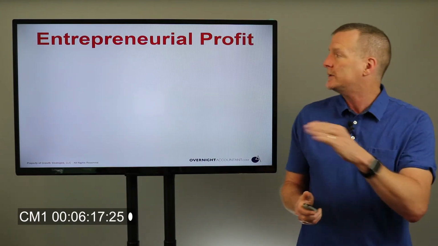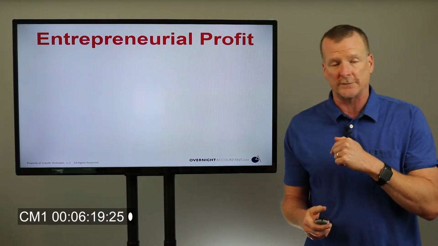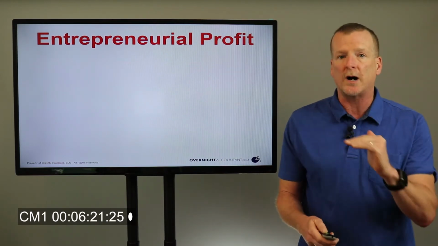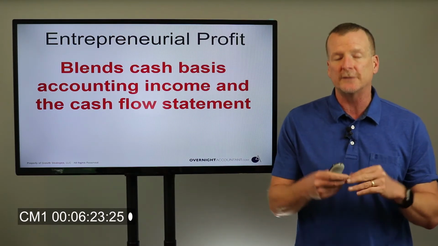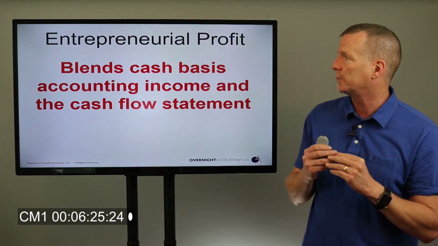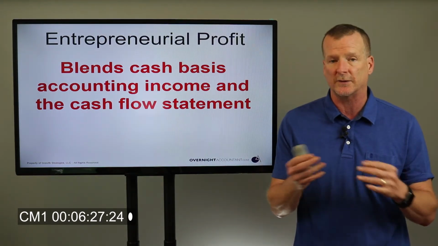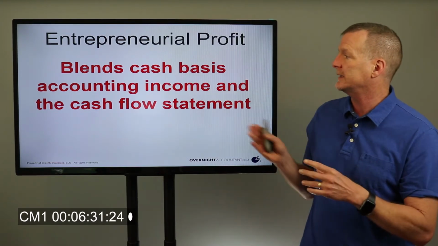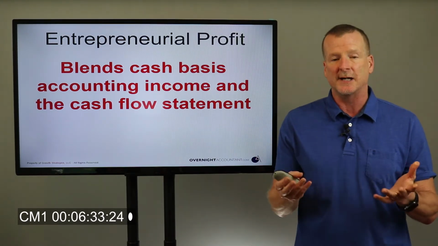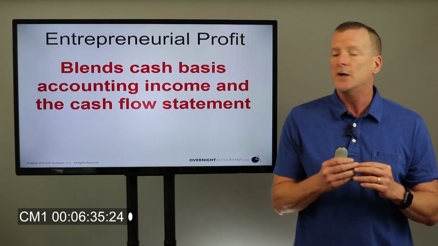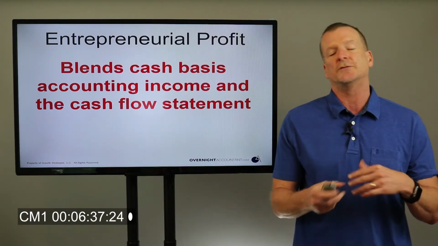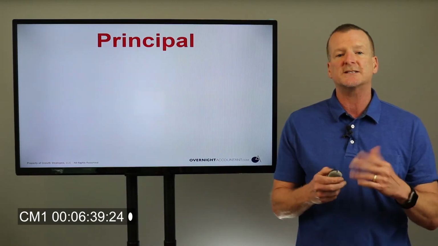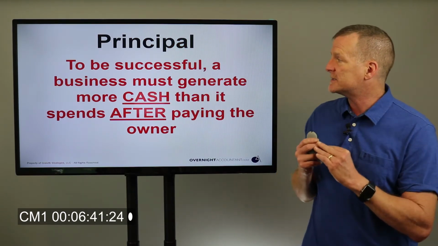So that is why I believe we coined the phrase entrepreneurial profit. And this is really a blend, if you're an accountant, what we're really doing in entrepreneurial profit, and I've been doing it for years with different clients I've worked with, is we create financial statements that really blend cash basis accounting, income and expenses with the cash flow statement. So if you're an accountant, that should make sense to you.